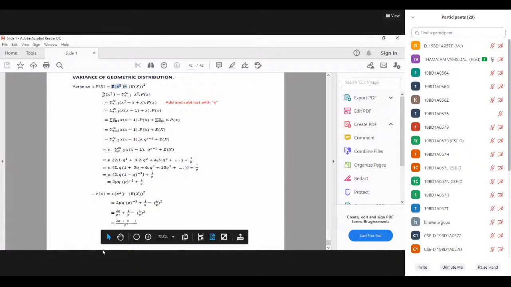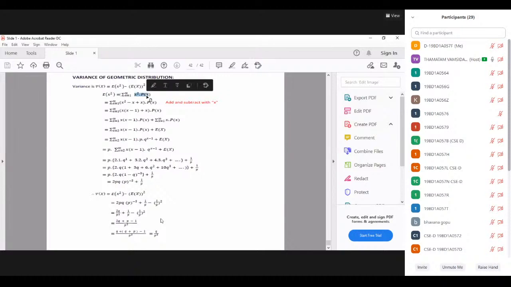Now, first we are finding expectation of x square. Expectation of x square can be written as summation x equals 1 to infinity x square into P of x, where P of x follows the geometric distribution. We know that the geometric distribution is p into q power x minus 1. But here, finding variance, there is a main key point.